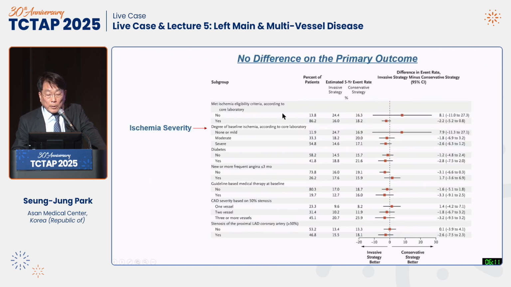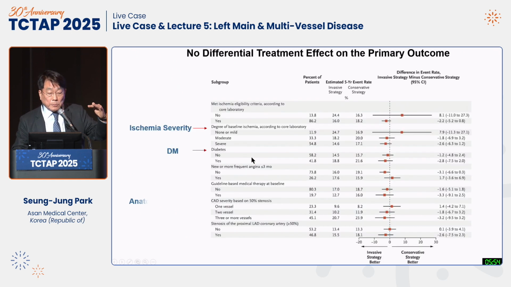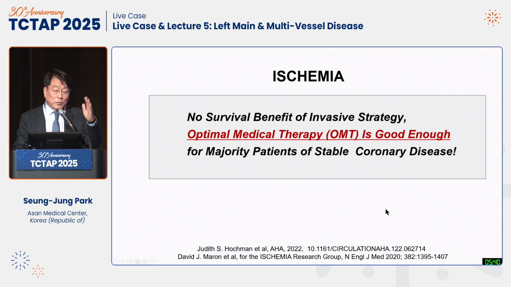Even in terms of primary endpoint, in subgroup analysis with different severity of ischemia, moderate, severe, in the presence of diabetes, non-diabetes, there was no difference at all. With diabetics, no difference between the invasive and conservative treatment. Anatomic complexity, one vessel, two vessels, three vessels, actually not too much difference. Proximal disease, no difference at all. And the extended 7 years follow-up, no difference at all.